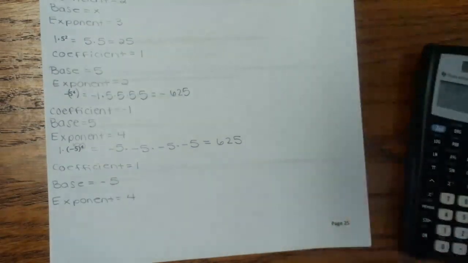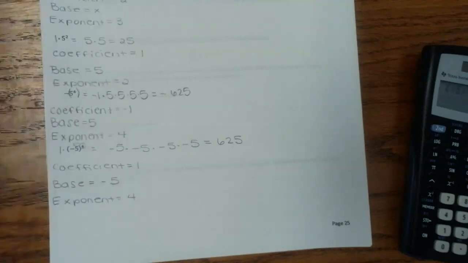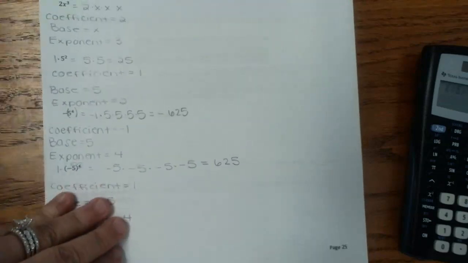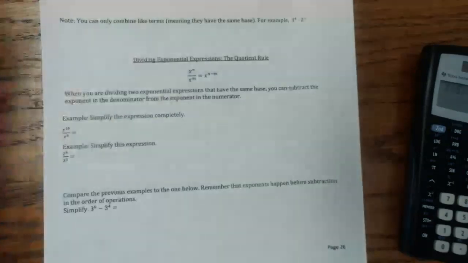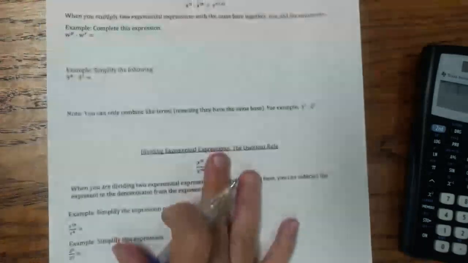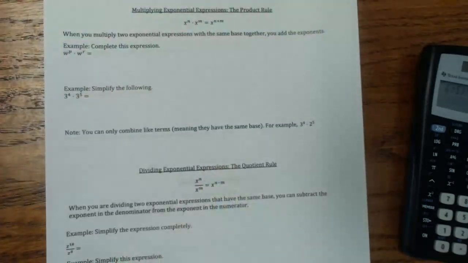All right, so that's a super important topic that we're talking about. So let's continue to talk more about exponents on the next page. All right, so we're talking multiplying. Multiplying exponential expressions is called the product rule.